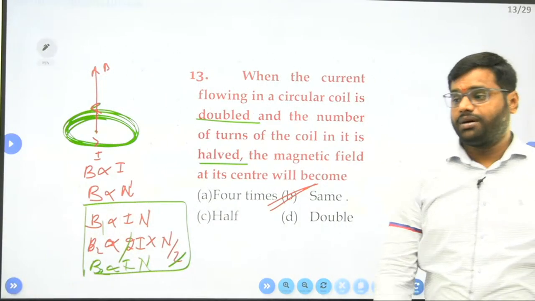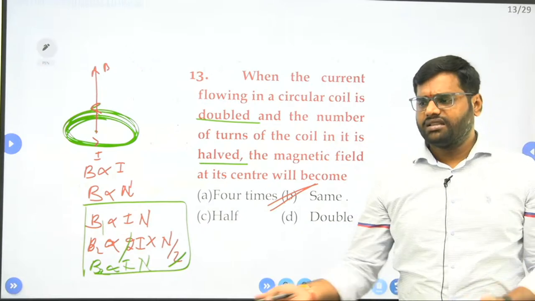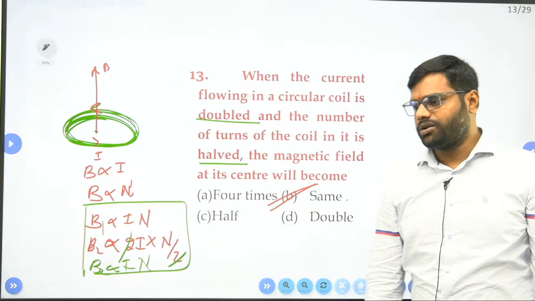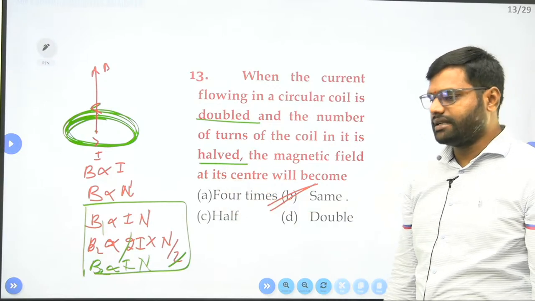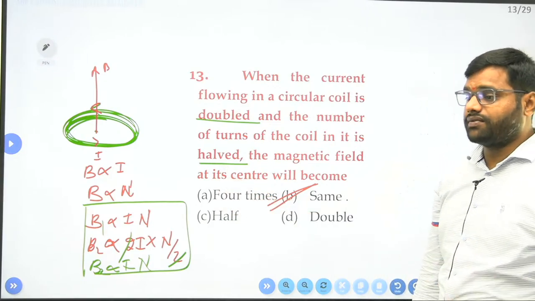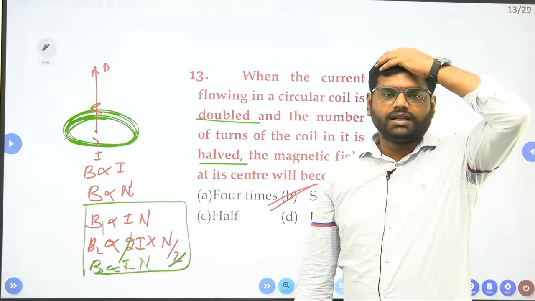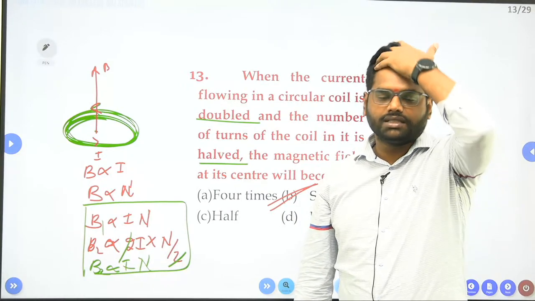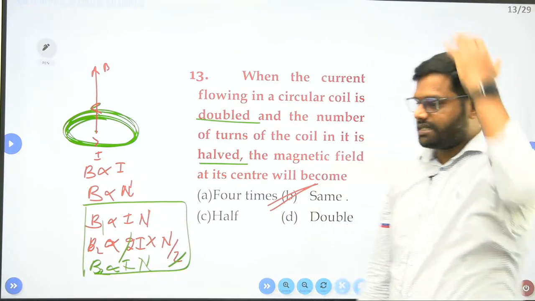If the number of turns is halved and the current is doubled, it does not give any effect because the 2 cancels. As we know, the magnetic field is directly proportional to current as well as the number of turns in the coil. So let's see the next question.